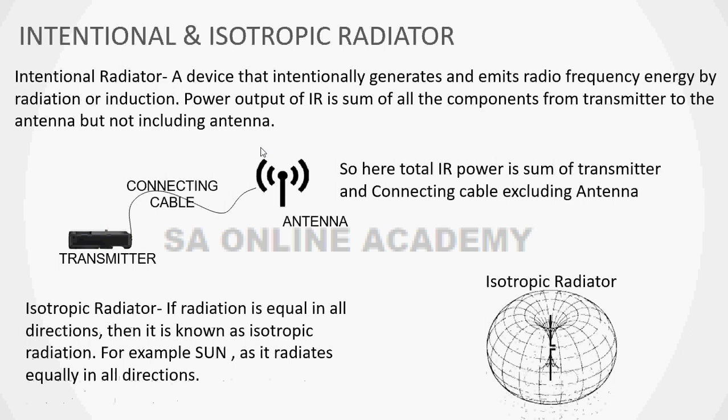Then the second one is the isotropic radiator. The radiator which emits equally in all directions, or omnidirectional antenna, is known as an isotropic radiator. These are hypothetical, and actually you would not find any antenna which emits equally in all directions. They have some directive gain in some direction. But it is taken as a reference for gain and other findings. For example, the sun radiates equally in all directions, so you can take the sun as an analogy to understand this isotropic radiator.